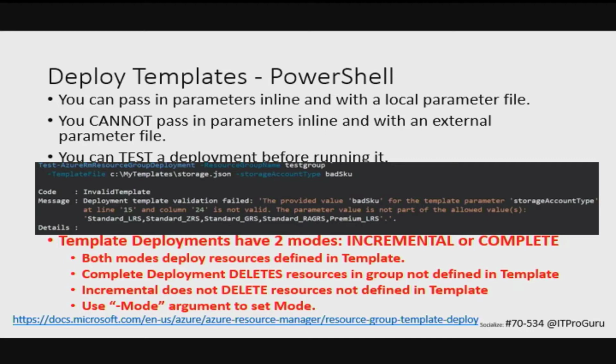So if there are some resources deployed in that resource group that are not in the ARM template, I'm going to delete those. If I have some old VMs in that resource group, and now I deploy a brand new ARM template that doesn't reference those old VMs, those old VMs will get deleted. If I use complete, I'm saying this resource group is going to look like this ARM template. So those are two things to be aware of when you deploy ARM templates, whether you want an incremental deployment or complete.